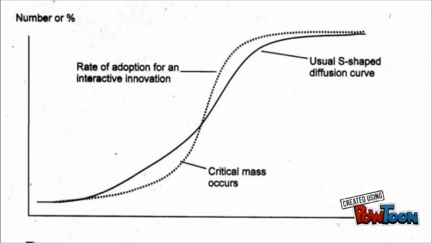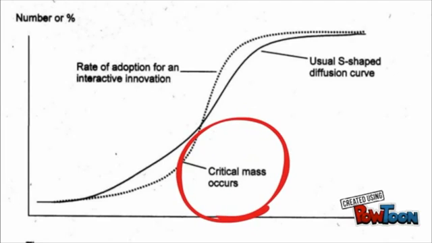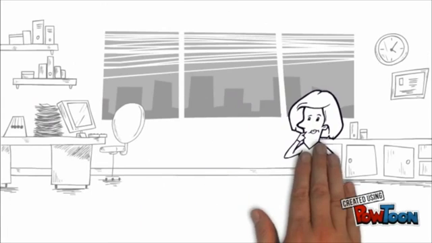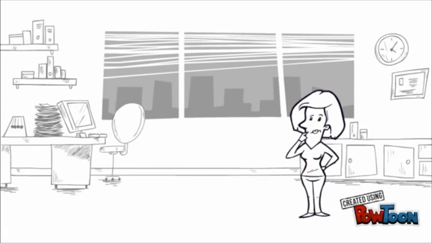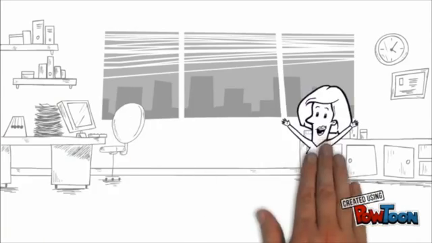Within the adoption curve, at some point the innovation reaches critical mass. This is when the number of individual adopters ensures that the innovation is self-sustaining. Is it time to take things a little bit more complicated? Well, as there's not much time, we might as well just get into it.